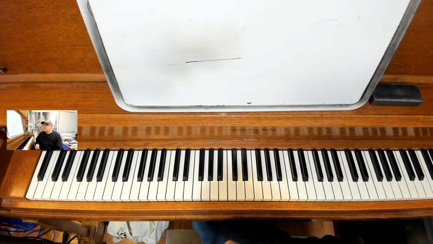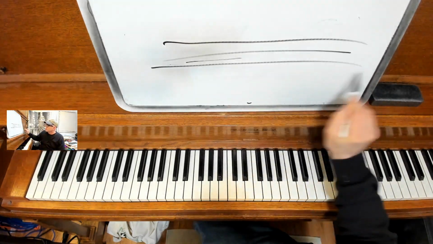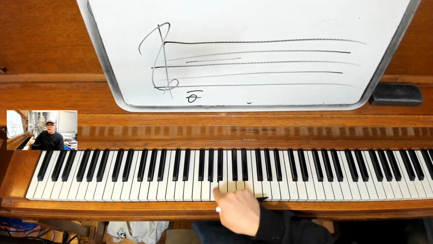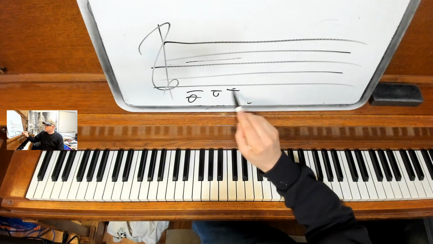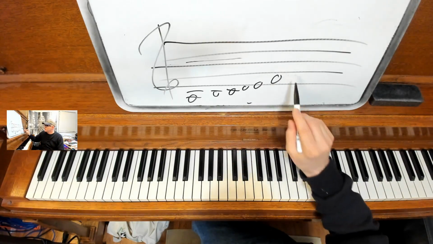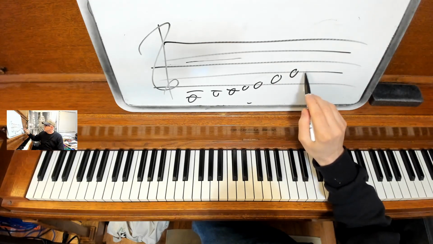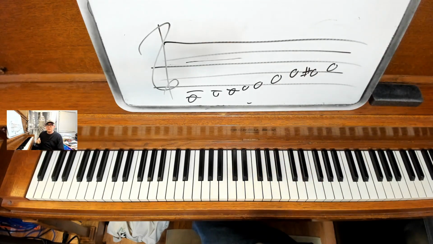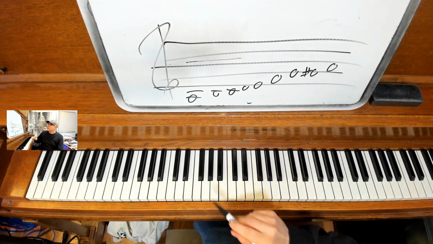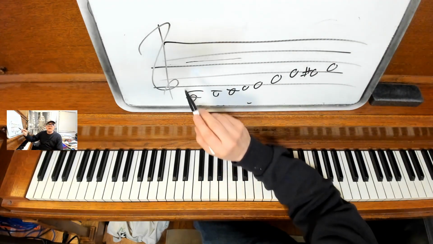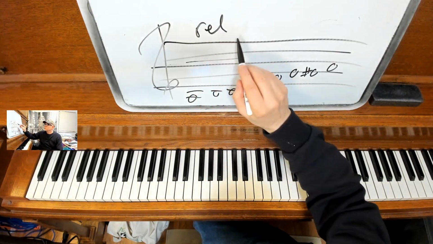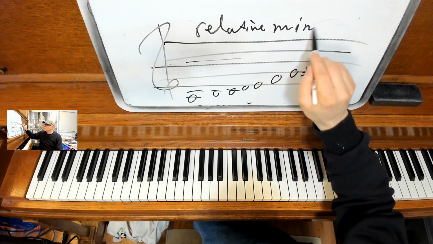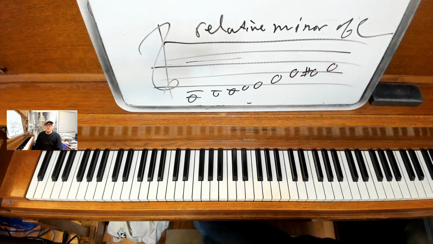If I take the notes of that scale and I use the exact same notes but in a different order, and I start with A instead: A, B, C, D, E, F, G, G sharp, A. That scale is the relative minor of C. How do you figure out a relative minor?